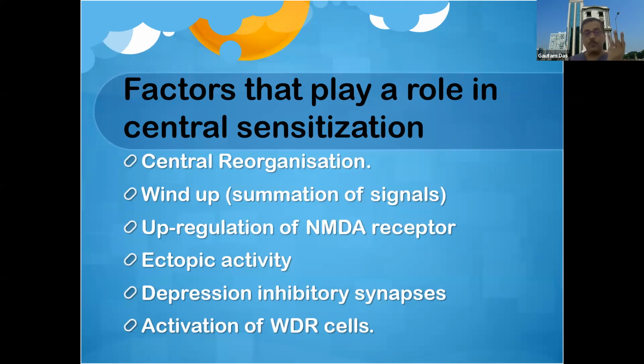So these three components together are called central reorganization. Central reorganization means, one, dysfunction of the descending inhibitory pathway. Second, interneurons connecting different parts, different sides, and different segments. And third, the superficial lamina and deeper lamina interconnect because of the sprouting of the deeper lamina fibers.